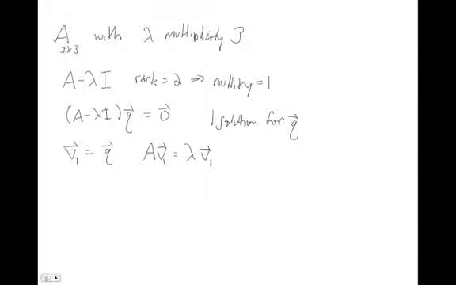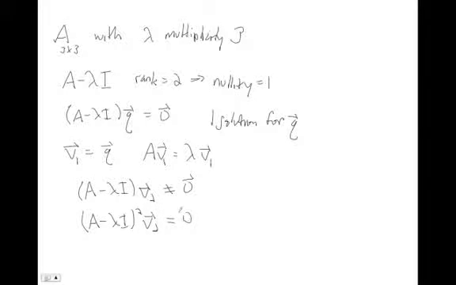So now, the interesting thing is there's going to exist some other vector, V2, where, because V1 is my only solution for my eigenvector equation, I know that if I take this other vector, V2, and multiply by A minus lambda I, it's not going to equal the 0 vector, because it's not an eigenvector. But it's interesting that there exists this other vector, V2, such that if I multiply by A minus lambda I squared, that is equal to the 0 vector.